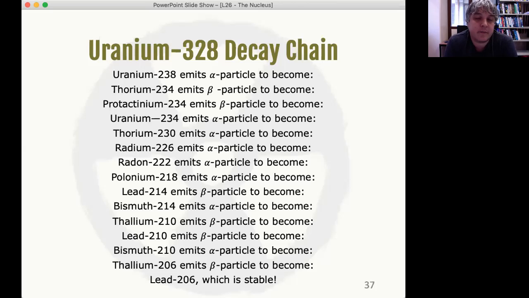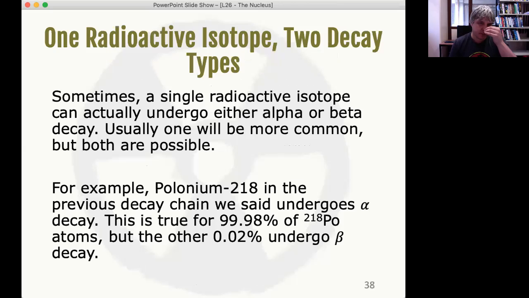And eventually it gets down to thallium-206, which emits a beta particle and becomes lead-206, and lead-206 is stable. So once it reaches lead-206, then it will remain as lead-206. In natural circumstances, we could go and encounter lead and force it to do something else, but naturally it would just remain as lead-206.